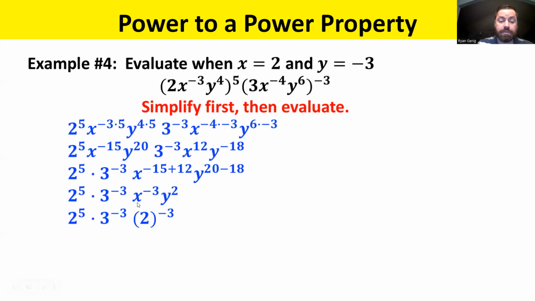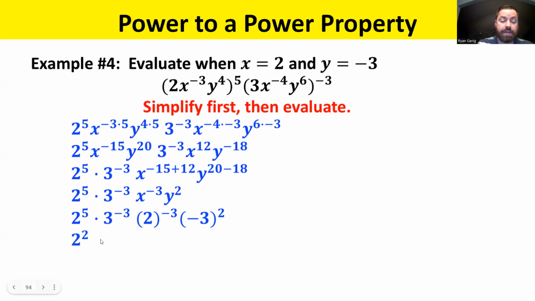I'm going to put 2 in for x. And again, when you do that, put parentheses. I'm going to put negative 3 in for y, again using parentheses. So now I have 2 2's. I'm going to put those exponents together. So do you see what I did there? 2 and 2. I'm going to put 5 plus negative 3, which is 2. So I get 2 squared. Those combine. The 3 and the negative 3 do not combine because they are different. So 3 to the negative 3rd stays that way, and negative 3 squared stays that way.